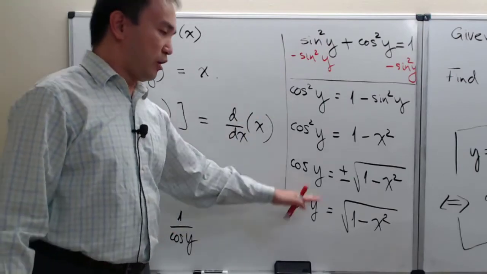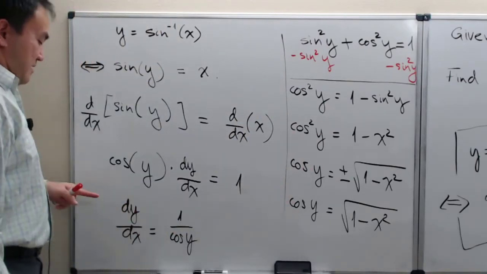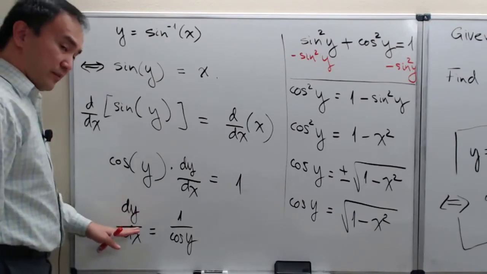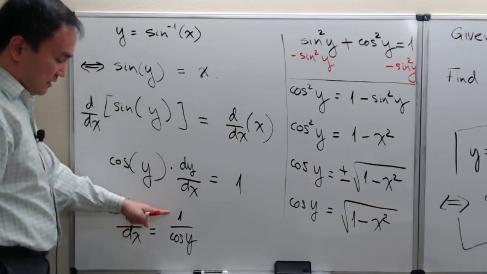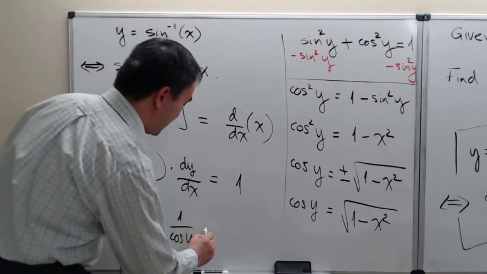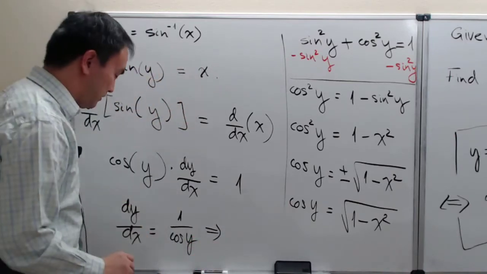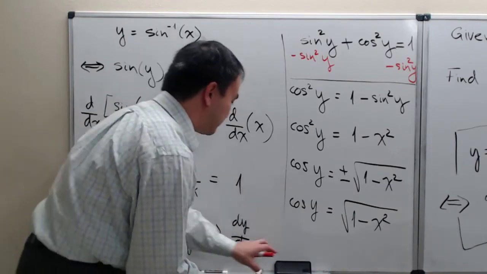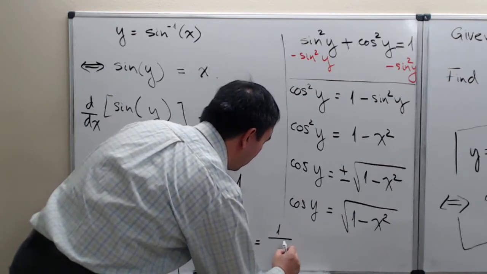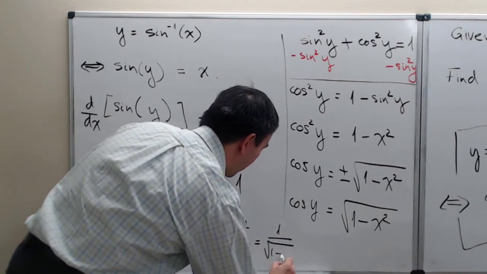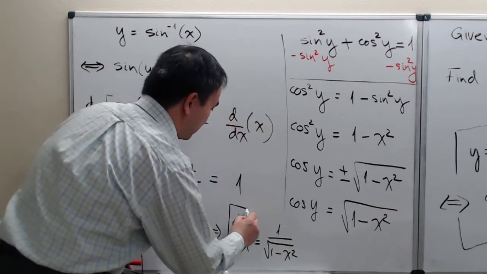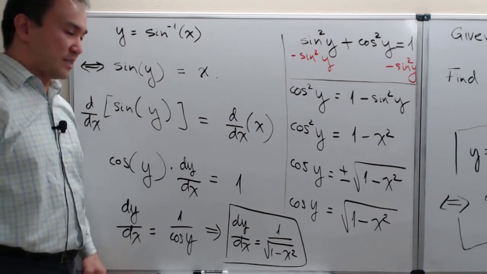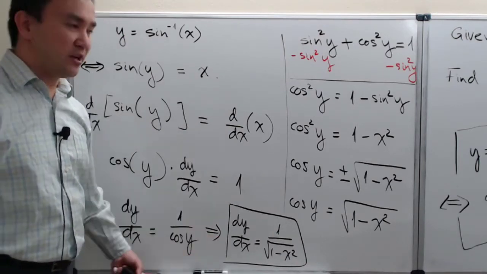After all that work and logical deriving, getting back to my almost finished derivative, dy dx currently equals 1 over cosine of y. So my next step, which is really the final answer, is that the dy dx we were looking for is going to equal 1 over the square root of 1 minus x squared. So ladies and gentlemen, you have found it.